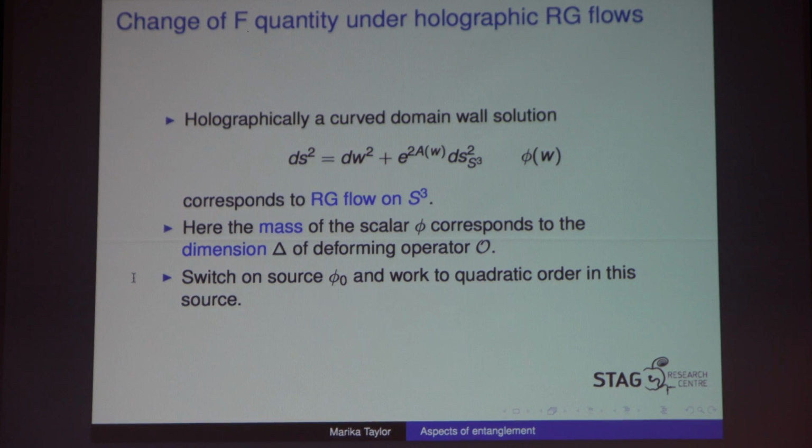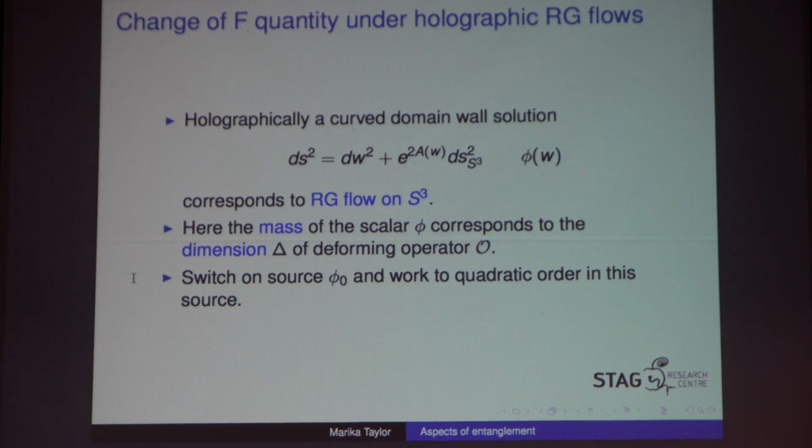Well, holographically, how you set it up is as follows. You take a domain wall solution where each slice is a sphere, and then the warp factor is basically telling you about the renormalization group flow. So you go from a value at infinity to a value in the deep interior of the space-time. And the domain wall is supported by a scalar.